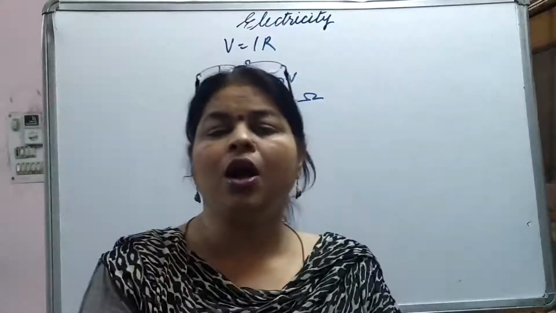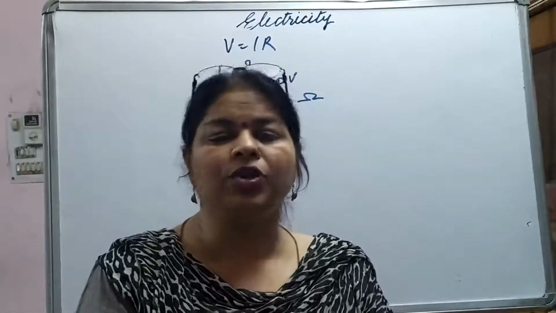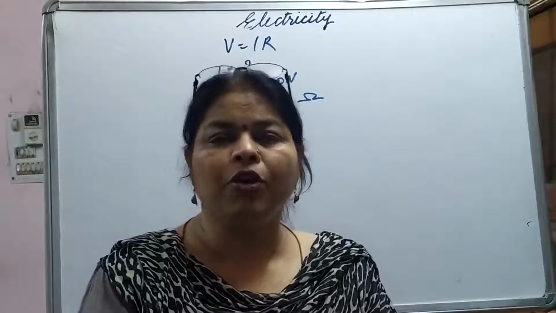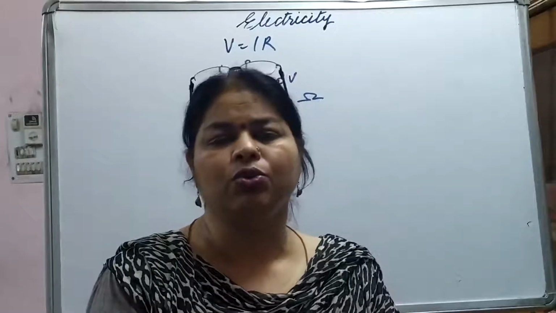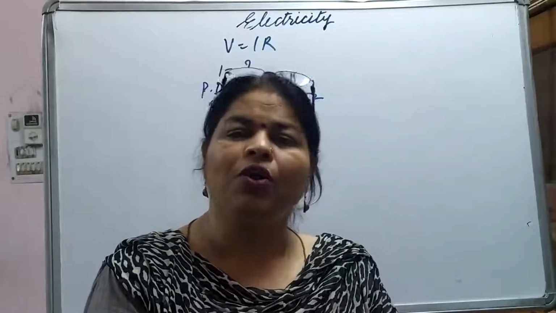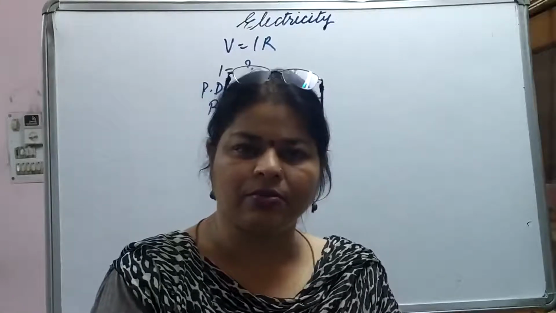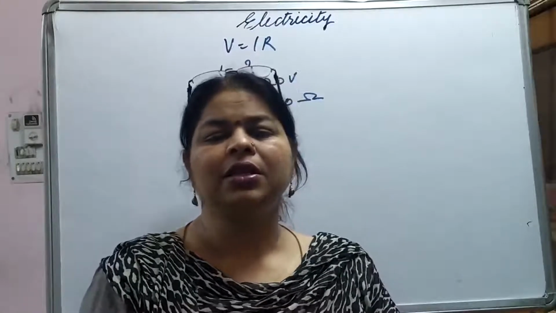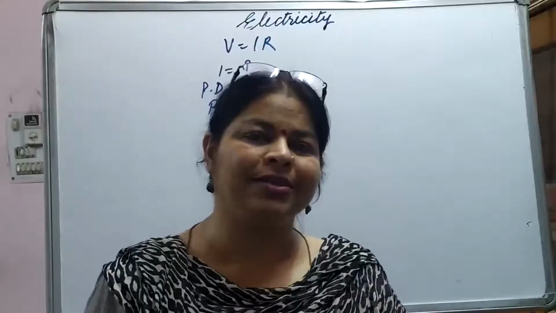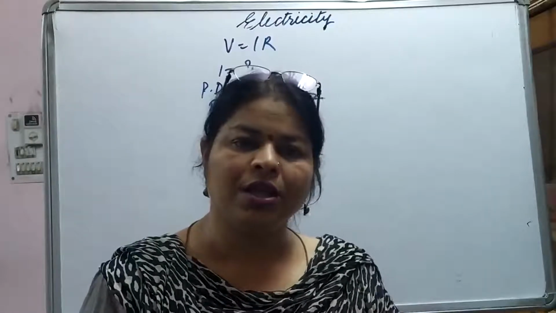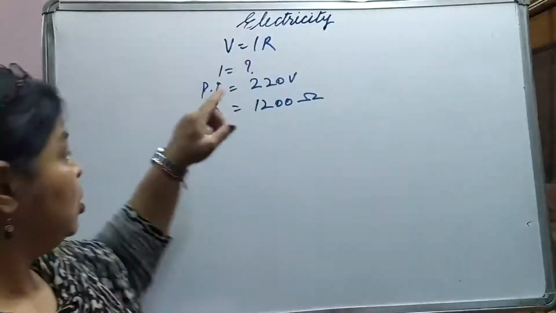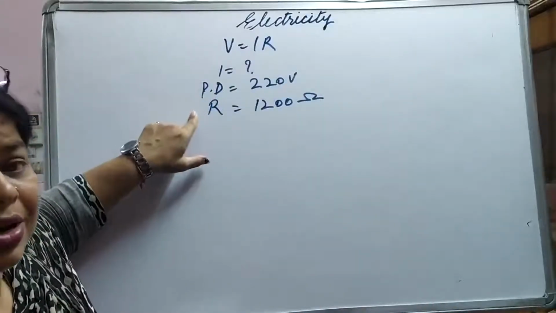Okay. Then how much current will an electric heater coil draw from a 220 volt source if the resistance of the heater is 100 ohm? So there are two cases. Okay. First case says that you have to find out the current. You have potential difference, you have resistance.